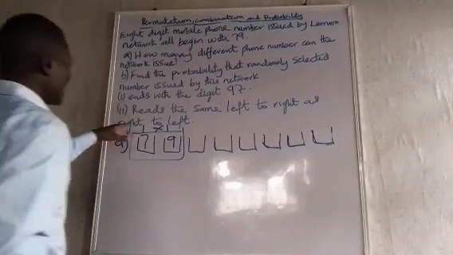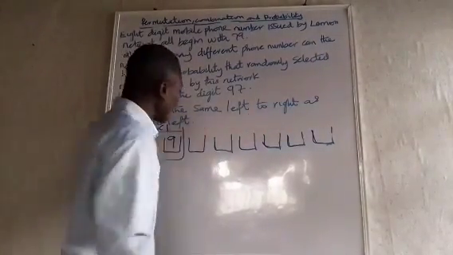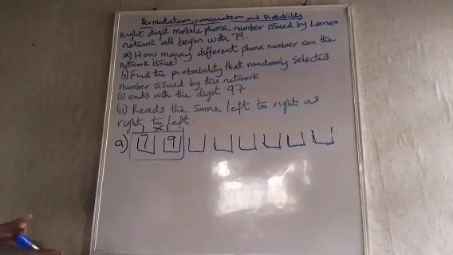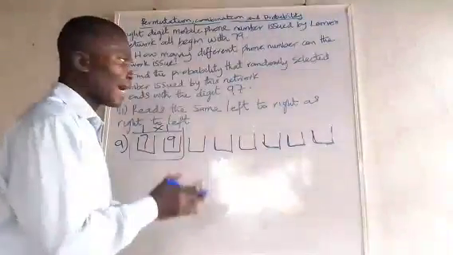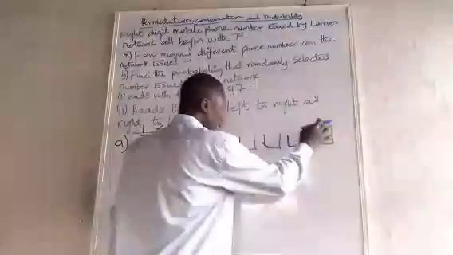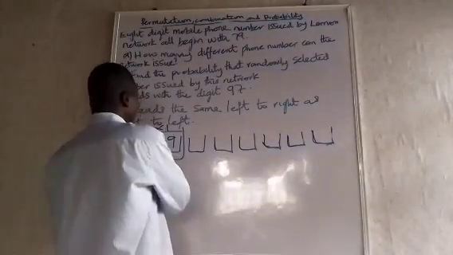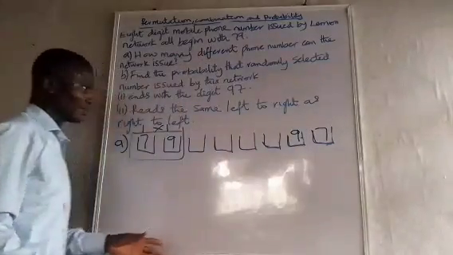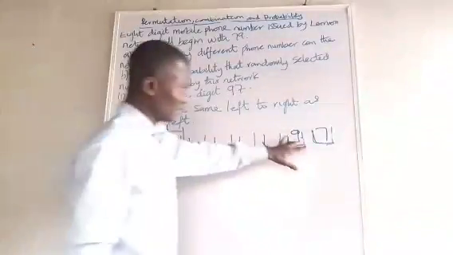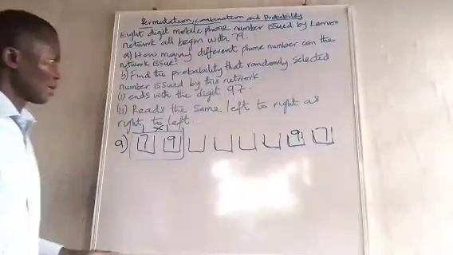Now let's look at the second part. It says read the same left to right as right to left. So what does that mean? It means that from here, we have already had this space fixed. So these two spaces are already fixed. And how do we have it now? We are going to have 7, 9, 7, 9. Can you see? So these places are already fixed. You understand?